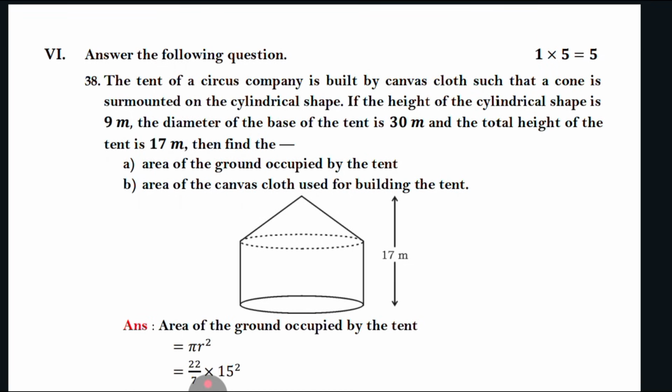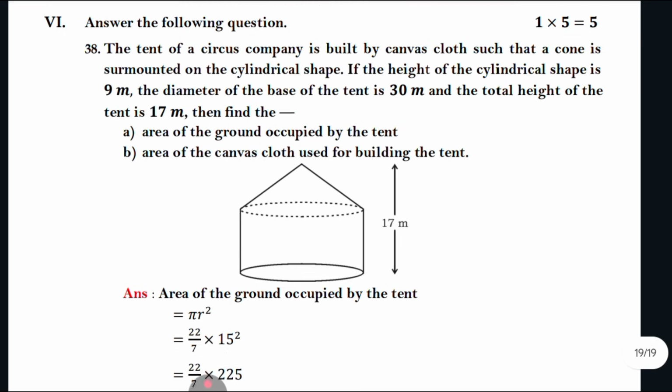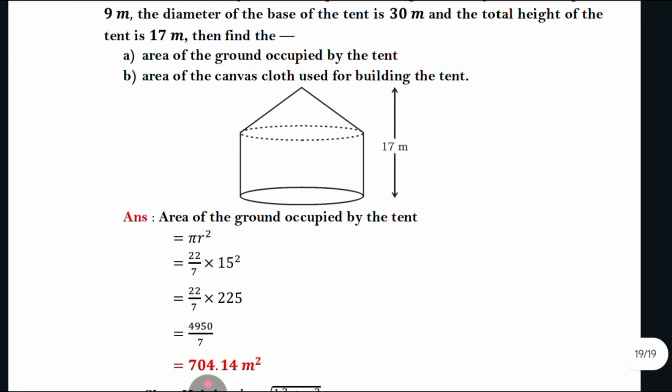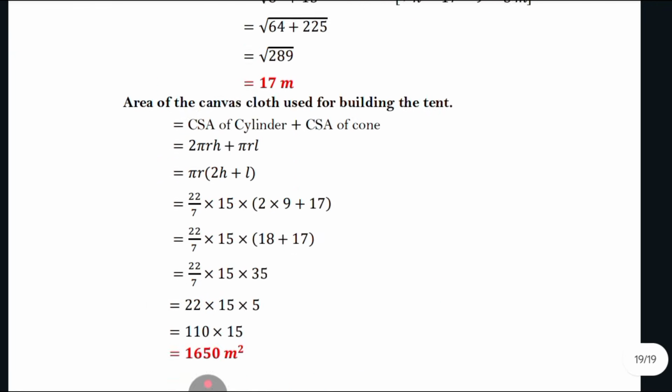This is from surface areas and volumes. A tent is built of canvas cloth such that a cone is surmounted on a cylindrical shape. If the height of the cylindrical part is 9 meter, the diameter of the base of the tent is 30 meter and the total height of the tent is 17 meter, then find the area of the ground occupied by the tent and the area of the canvas cloth used for building the tent. So this is the answer for this.